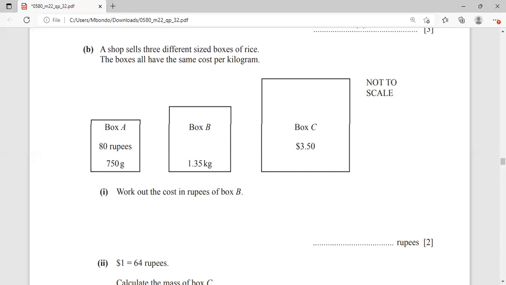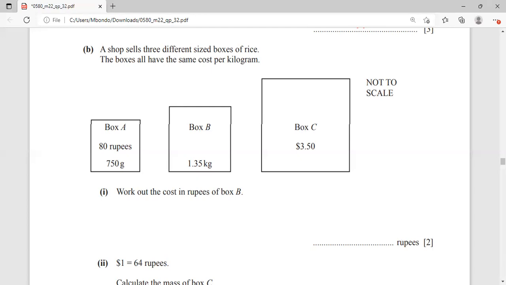So we have question B. A shop sells three different sized boxes of rice. The boxes all have the same cost per kilogram. So we have these 3 boxes here. Work out the cost in rupees of box B.